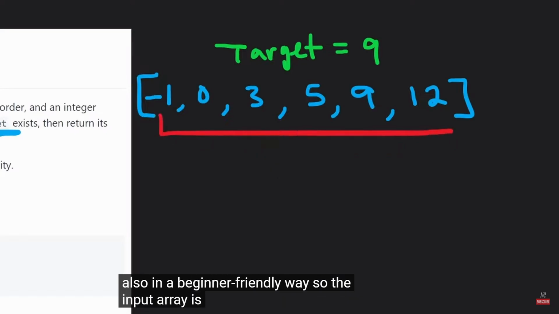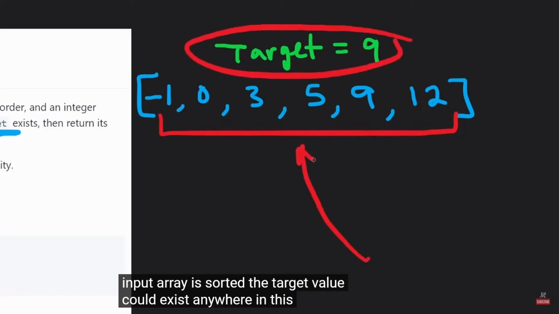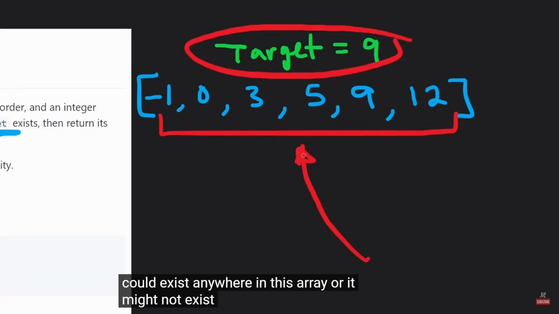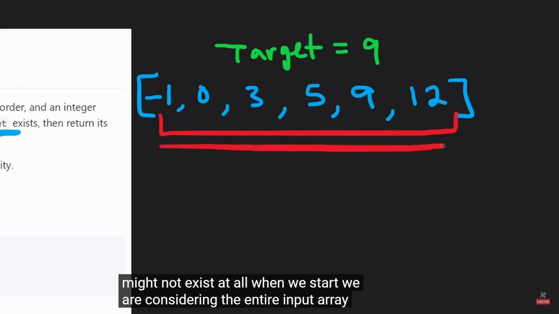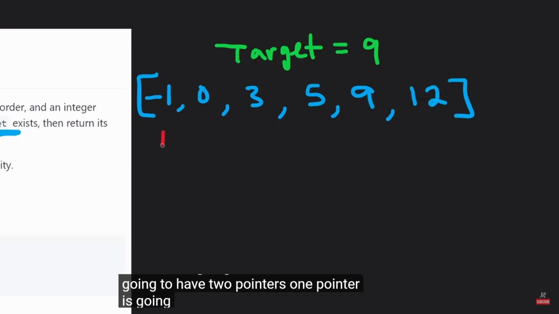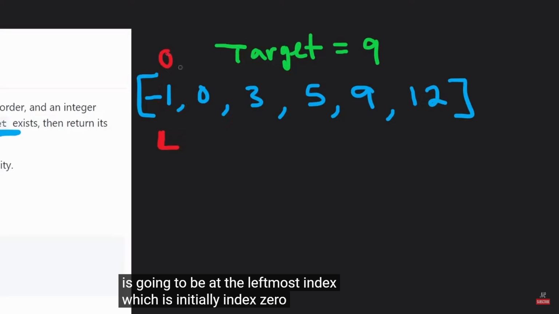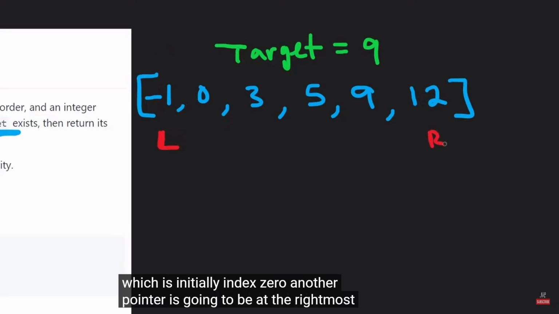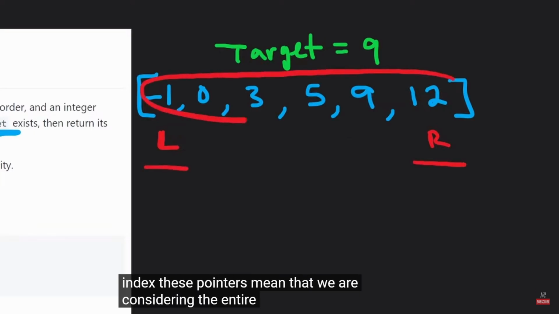So the input array is sorted. The target value could exist anywhere in this array, or it might not exist at all. When we start, we are considering the entire input array. How are we going to do that? Well, we're going to have 2 pointers. One pointer is going to be at the leftmost index, which is initially index 0. Another pointer is going to be at the rightmost index. These pointers mean that we are considering the entire range.